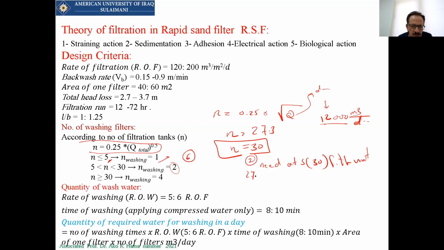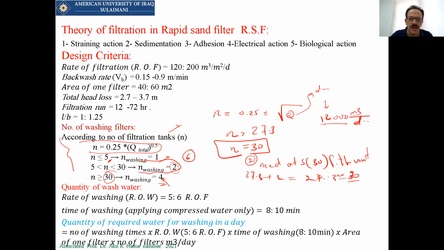Now 27.3 plus 2 will become 29.3, which is about 30. Then you just add 2. If the number of the filters is more than 30, you just add another 4 filters. This is according to the number of the filtration tanks. This is an empirical equation. We use it for the design of the filter unit.